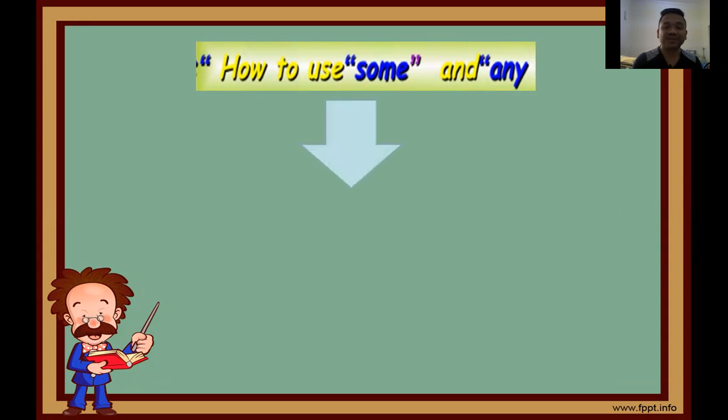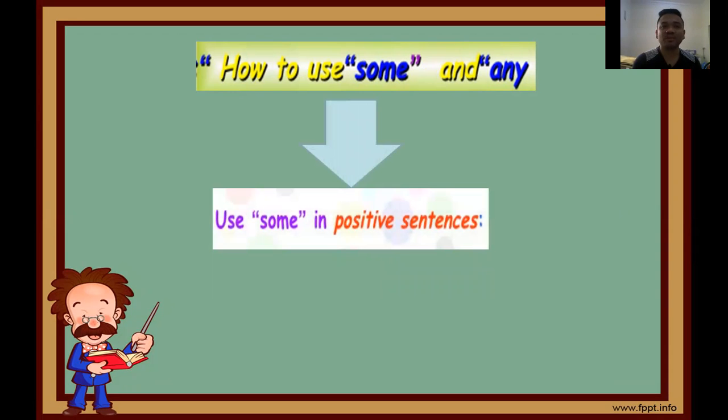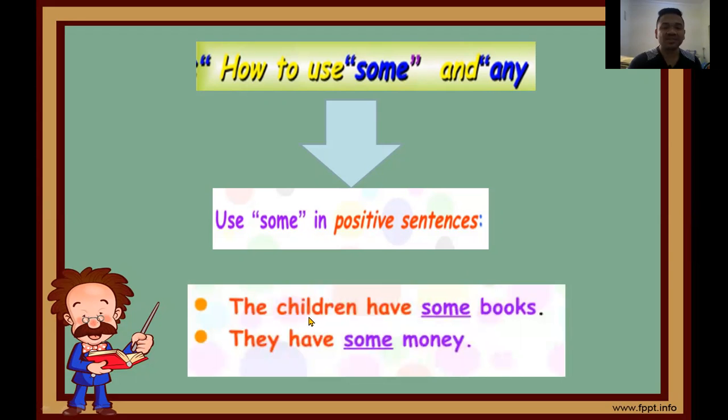Okay, now, first, let's talk about the usage of some. So use some in positive sentences. When we say positive, we cannot see the word can't or don't or didn't because these are negative. So use some in positive sentences. Say for example, the children have some books.